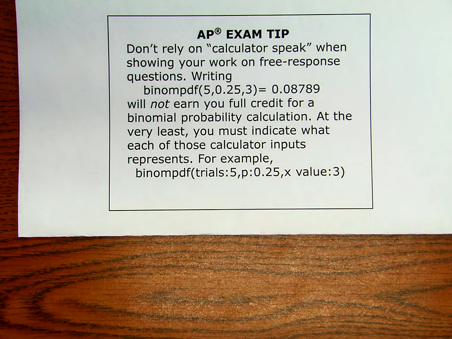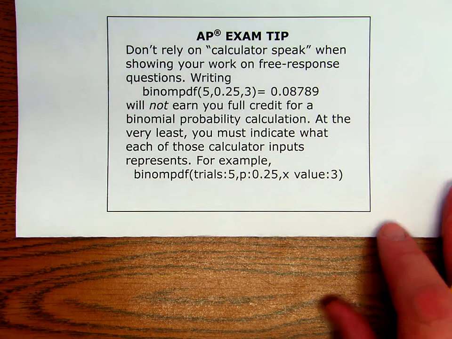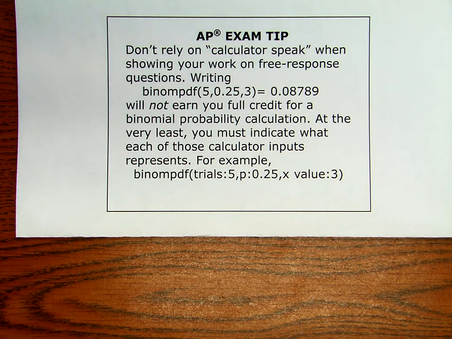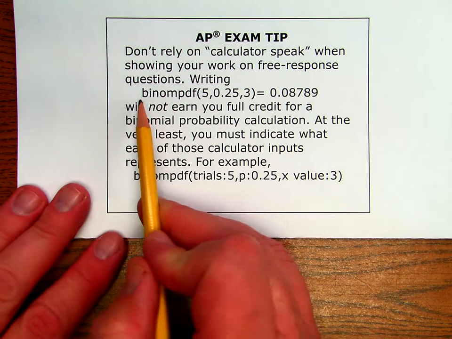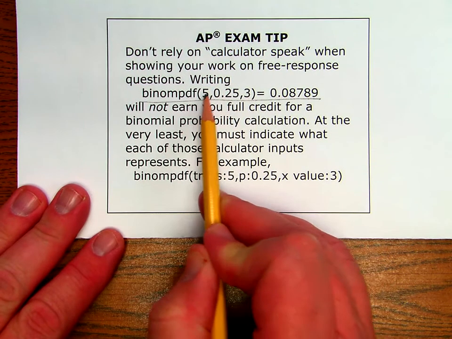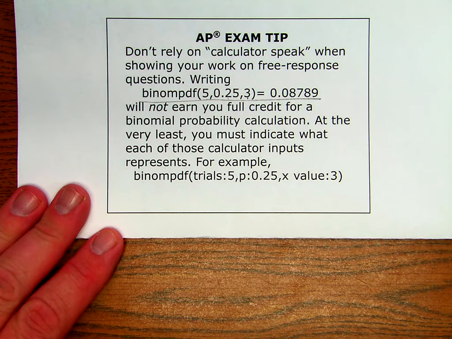Last thing, this is a similar type of warning or advice that we had when we were using the normal CDF. If you're using normal CDF, it's not good enough to just list the numbers. If you are going to be using that to show your work, which is valid by AP rubrics, you have to at least label the numbers in terms of what they stand for. So, for example, if you just have this without an indication of what those numbers stand for, you're not going to get full credit, perhaps no credit for that particular part.